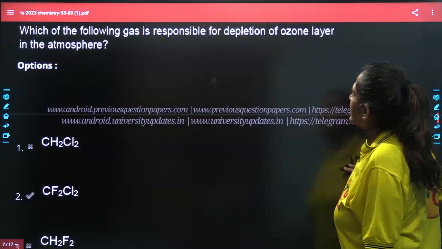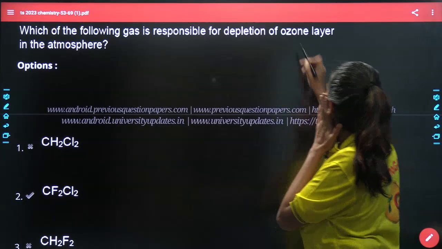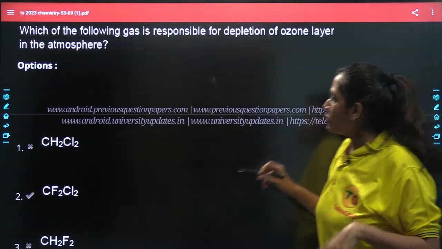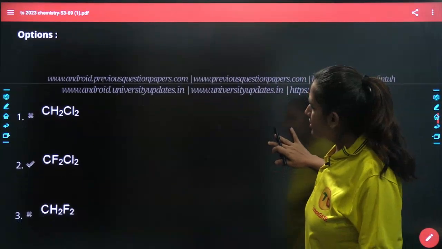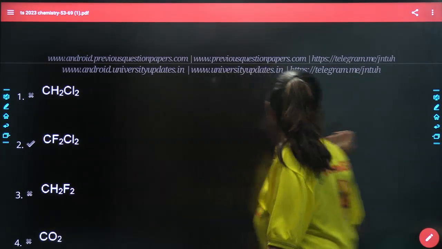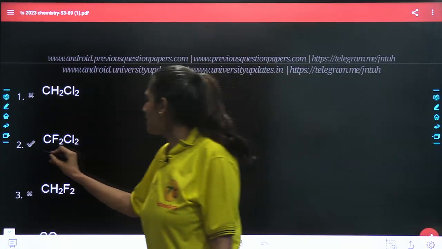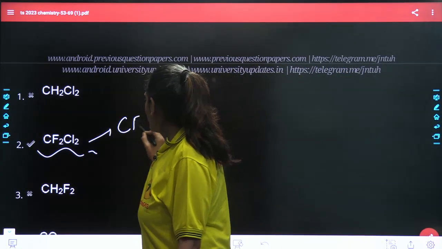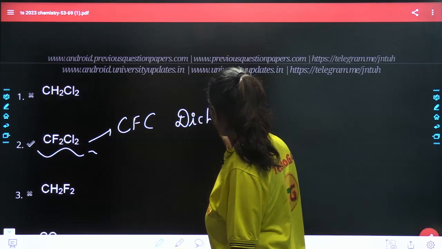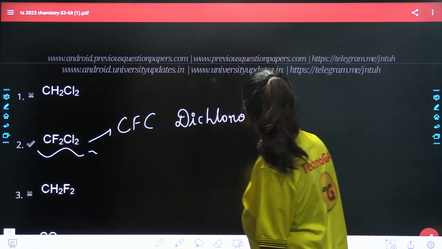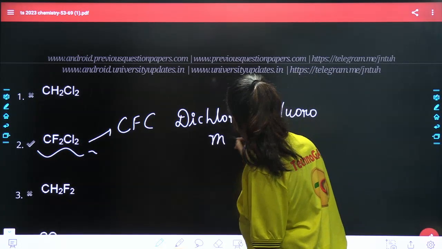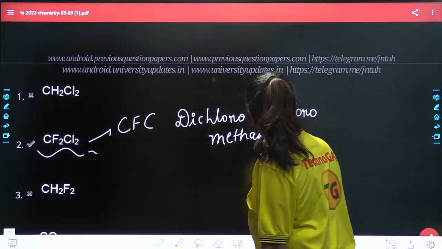Which of the following gases is responsible for the depletion of the ozone layer in the atmosphere? We know that the gases which are responsible, see all the options. Here, all the options are regarding chlorofluorocarbons. This is our correct option because this is a chlorofluorocarbon. This comes under the category of chlorofluorocarbons. This one is known as difluoromethane, and it is a chlorofluorocarbon gas.